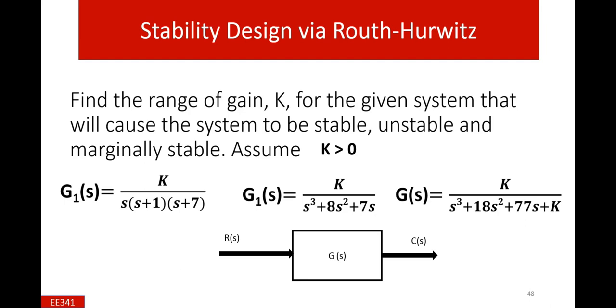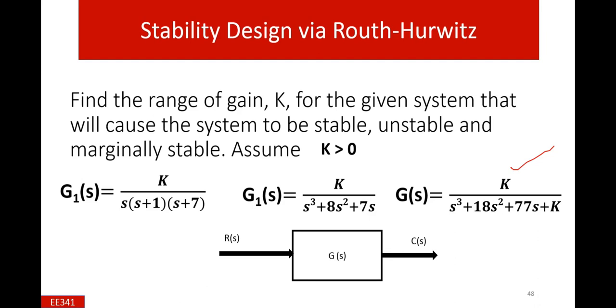So if the open loop transfer function G1(s) is k by s raised to power 3 plus 8s square plus 7s, the closed loop transfer function, by using the relation as we already studied, is G(s), which is equal to k by s raised to power 3 plus 18s square plus 77s plus k. How to study the stability of the system? By using this closed loop transfer function. Actually, RH criteria is applicable on the closed loop transfer function.